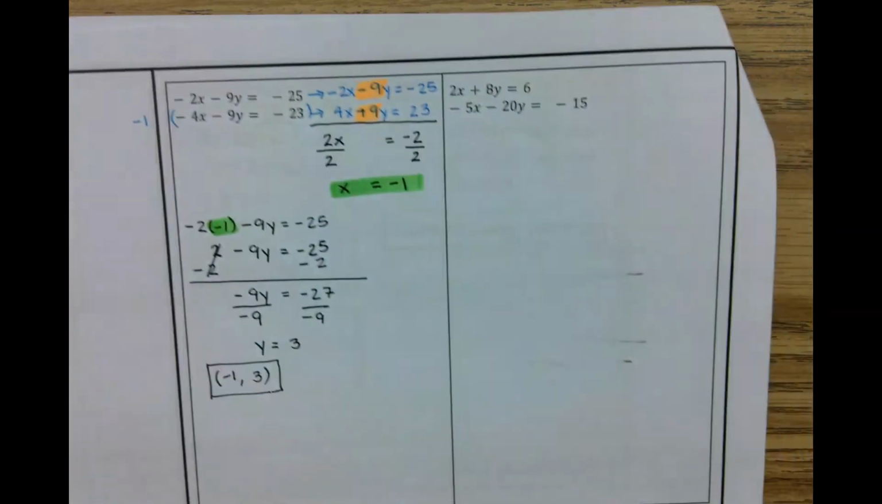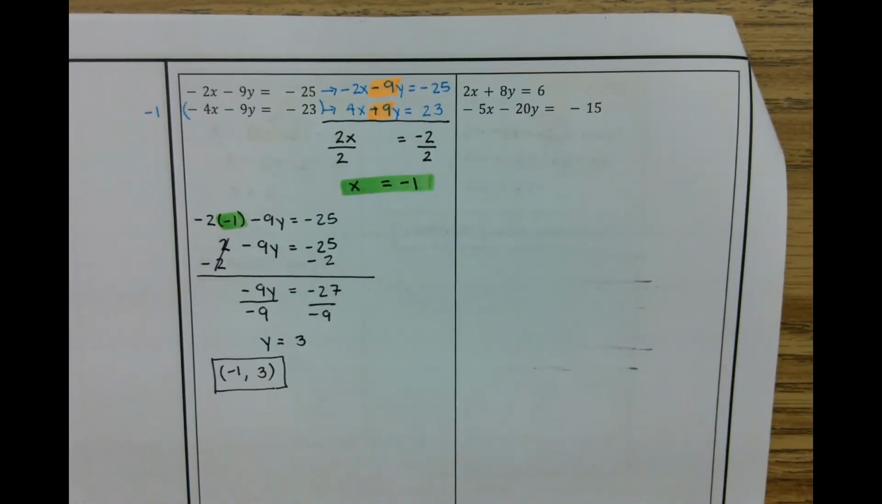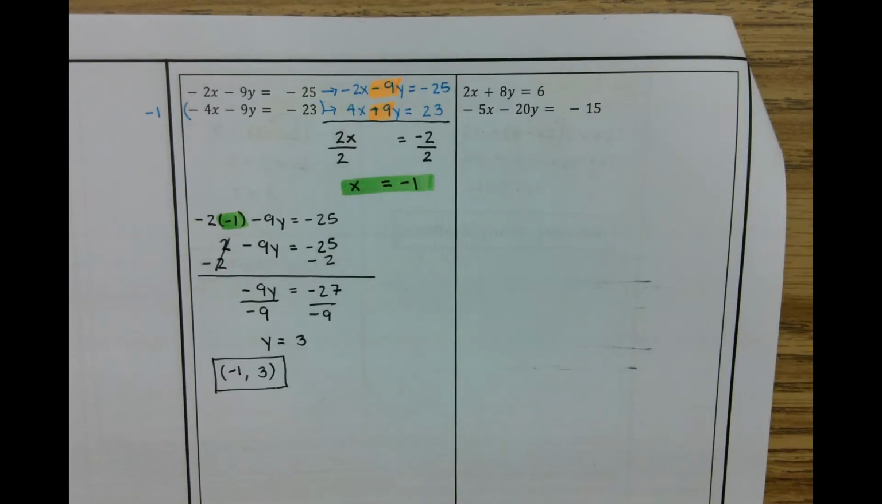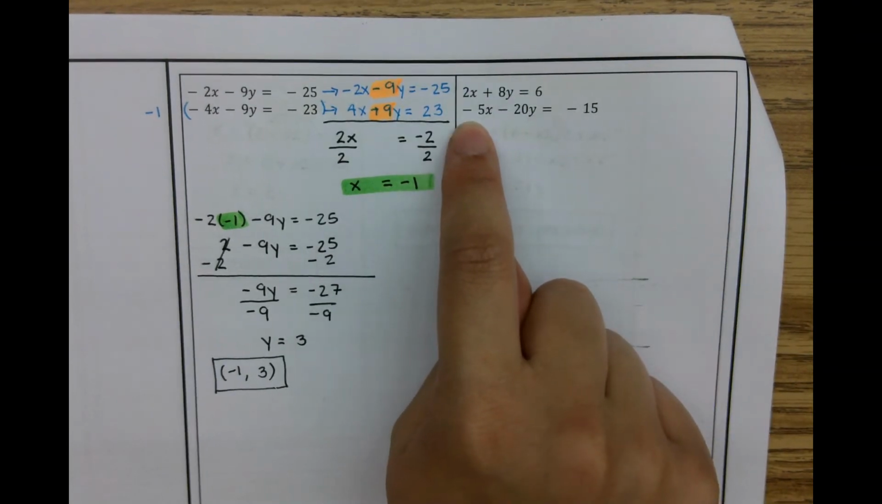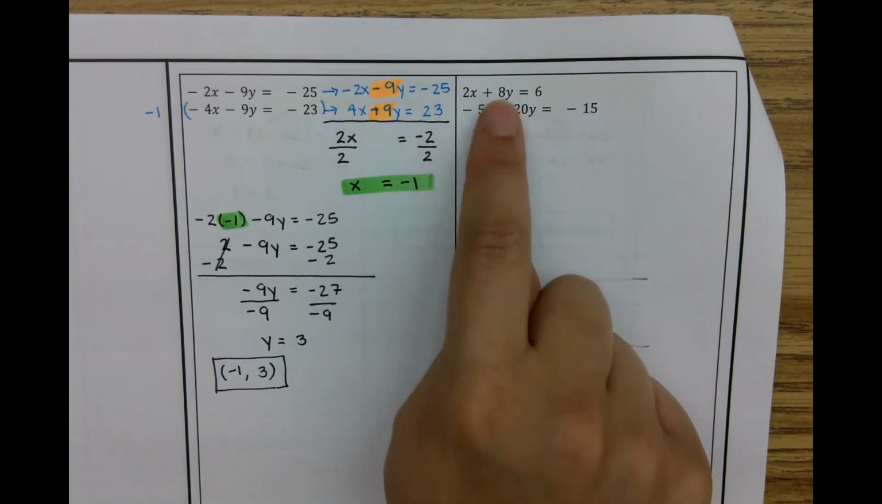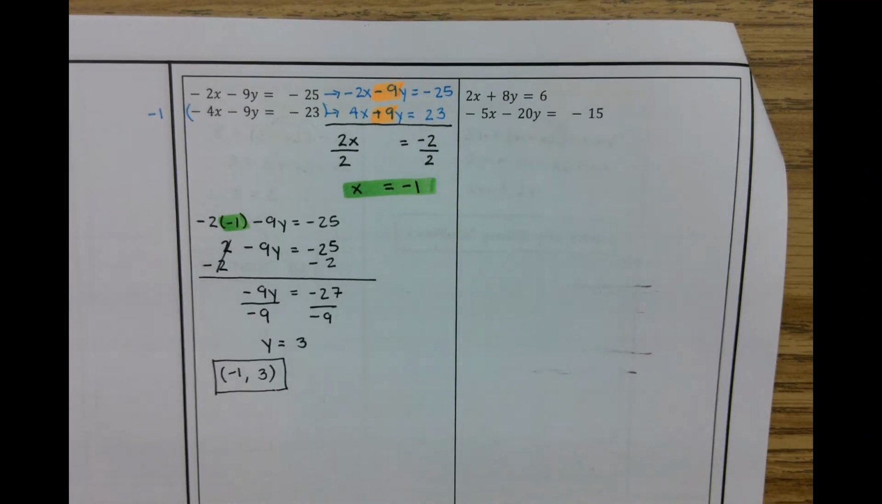Okay, let's try the next one here. So 2x plus 8y equals 6. Negative 5x minus 20y equals negative 15. So here for my x's, I have 2 and negative 5, so not the same. For my y's, I have 8 and negative 20, so not the same. So we're going to multiply now to make them the same.